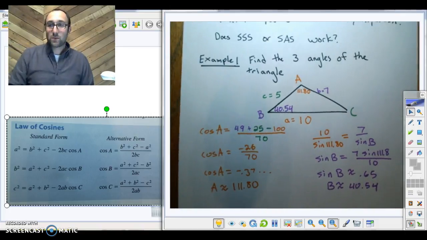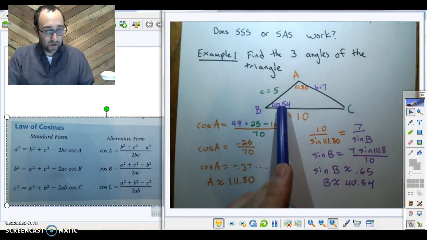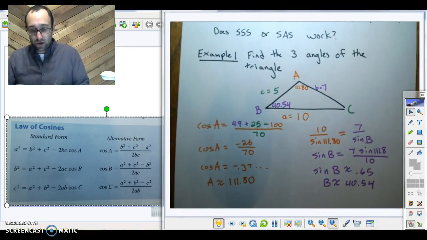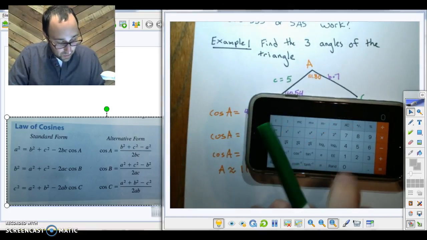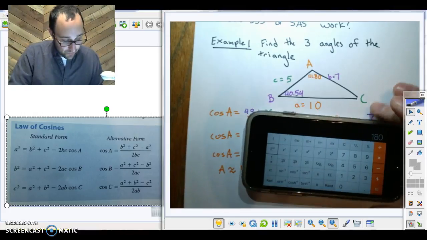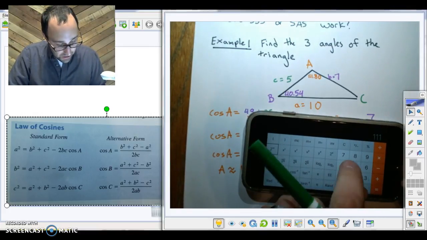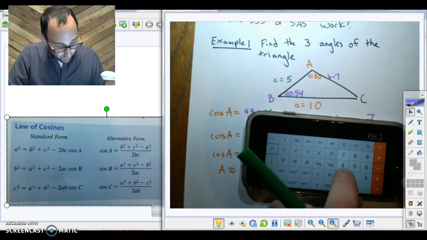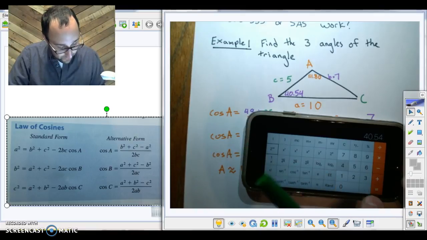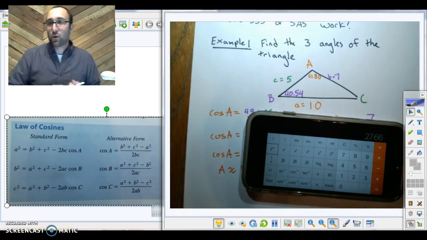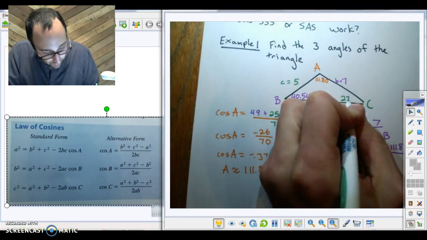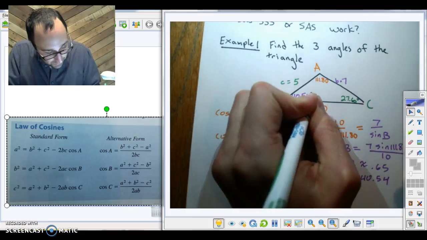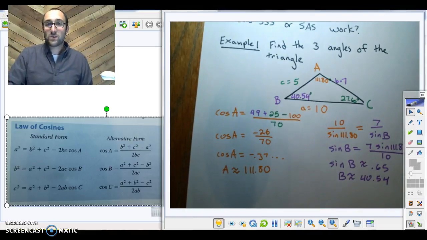From here, because I know two angles of a triangle, I can find the third one without using any sort of fancy signs or anything else like that. Let's just do 180 minus 111.8 minus 40.54, and we get 27.66. So there is C, 27.66 degrees. So that is one use of the Law of Cosines.